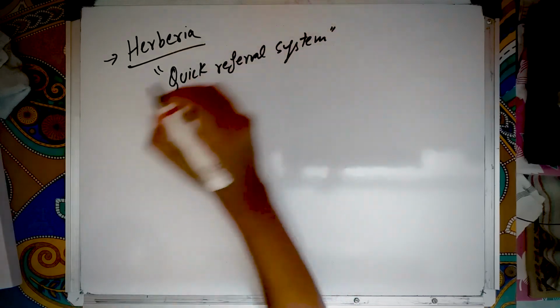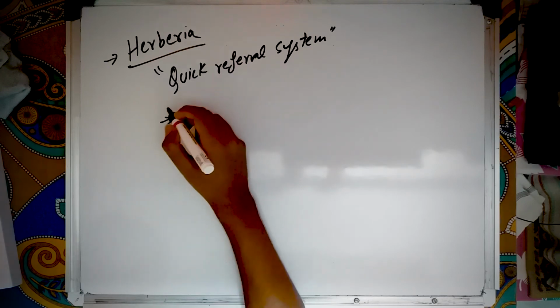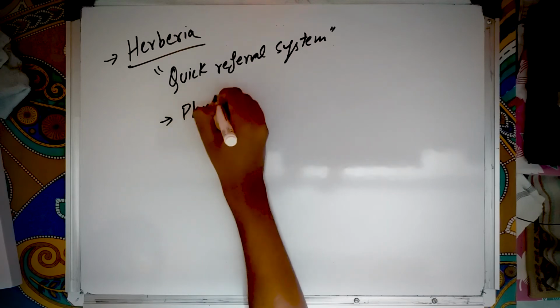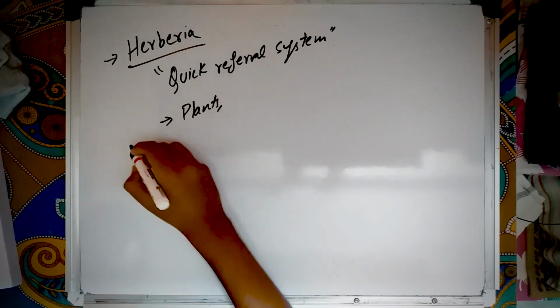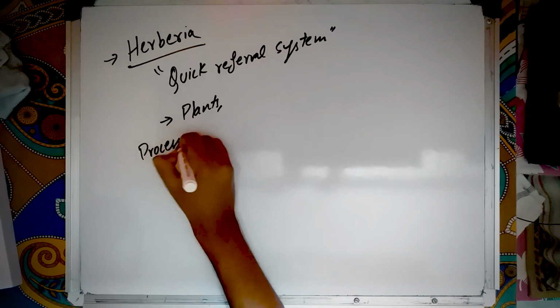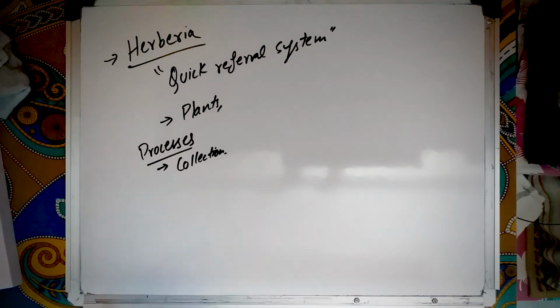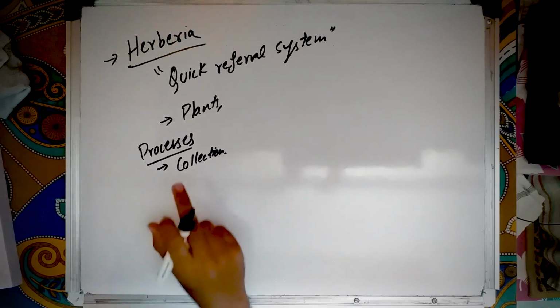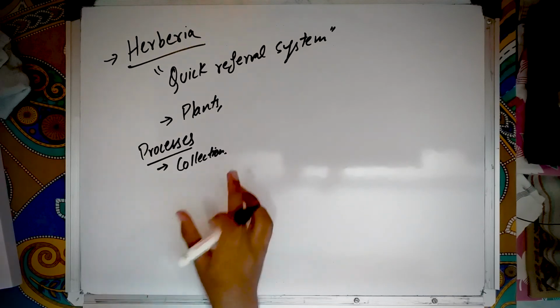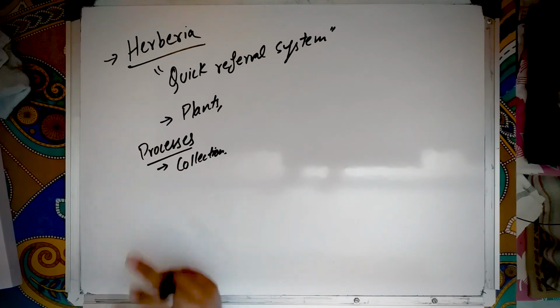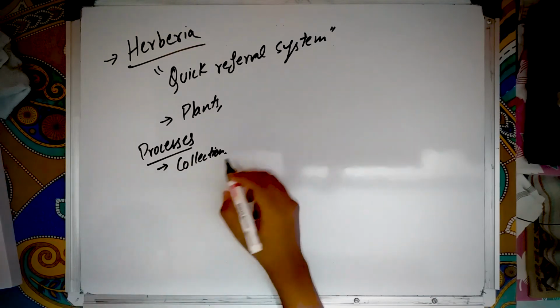Quick referral system in taxonomy, and it's only for plants. The process in a herbarium: collection. You have to collect the plant specimens specifically in vascular bags such as polythene bags to prevent the entry of moisture, and then you have to dry it, and poison it to stop fungal growth or any growth of other microorganisms.